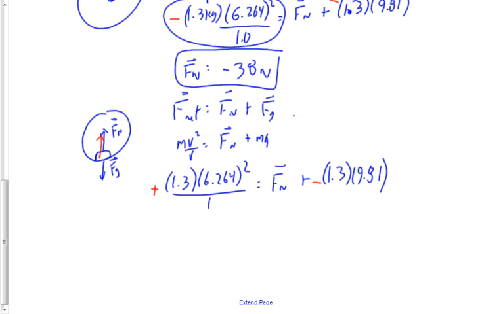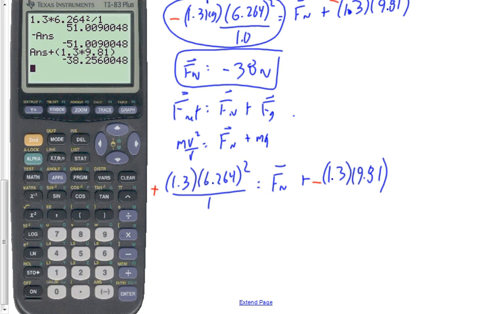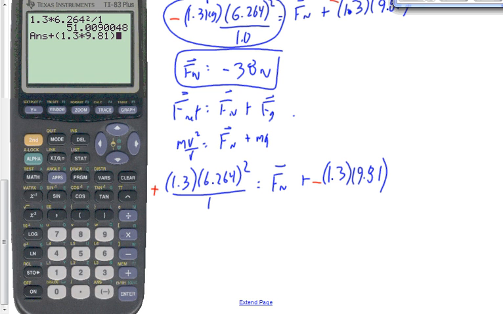Now, Lewis, how are we going to solve this one? Let's say 1.3 again times 6.264 squared divided by 1. This time it's a positive number, not a negative number. Let's still take the 1.3 times 9.81 over by adding. Which gives us 64 newtons.